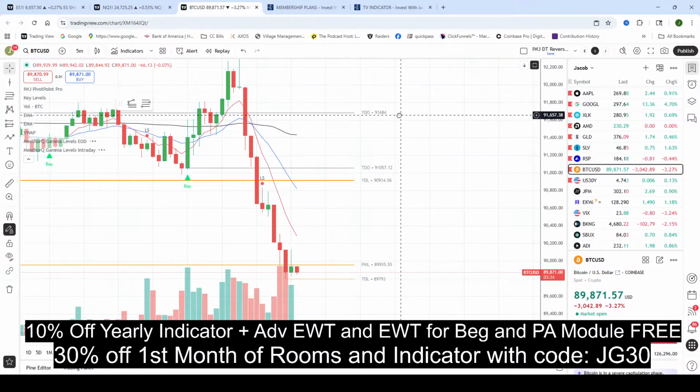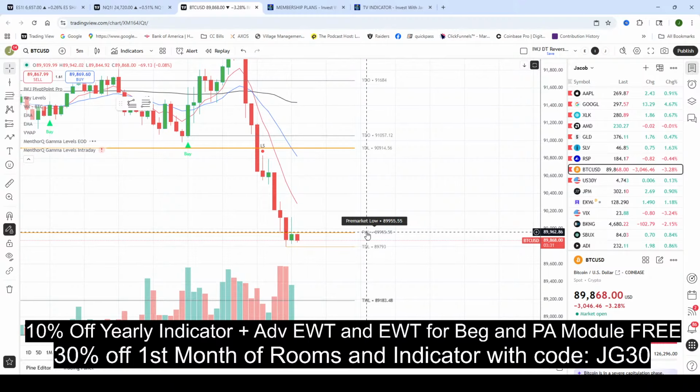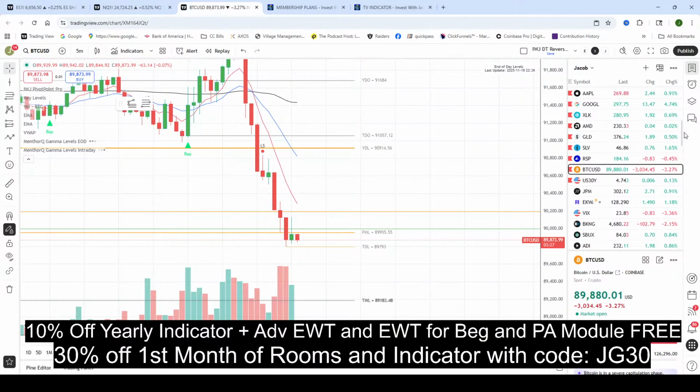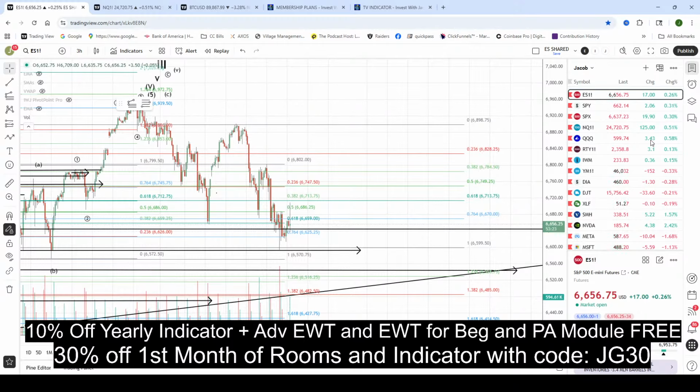Oof. They lost their pre-market low here. Interesting on Bitcoin. We got a minute. You guys wanted to talk about NVIDIA. Let's go to a different chart for that.